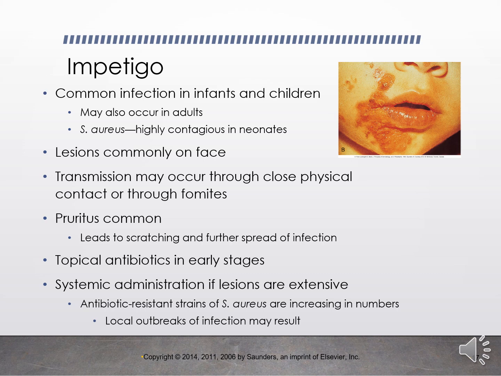So it begins as a small vesicle or blister, and it bursts and forms a yellowish brown crusty mass. And under the crust, the exudate looks like honey. It's very itchy. Scratching it can lead to further spread of infection. In the early stages, we do give a topical antibiotic, and if the lesions are extensive, we will give systemic antibiotics. We can also treat it with antibacterial soaps.